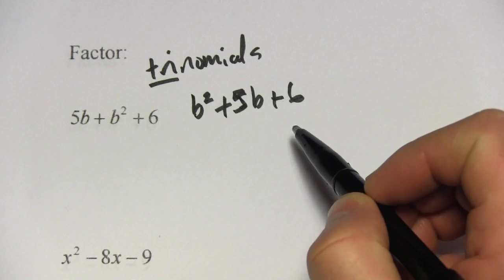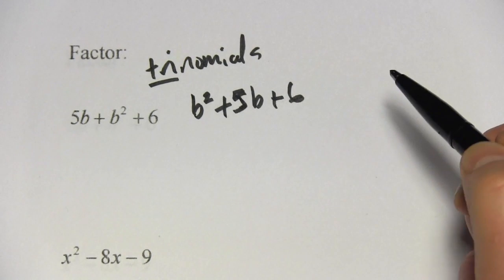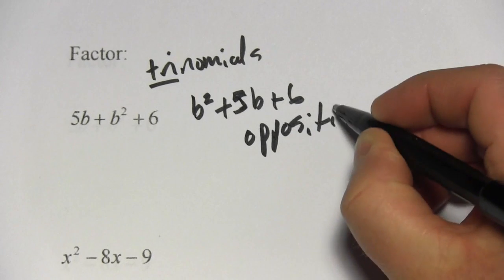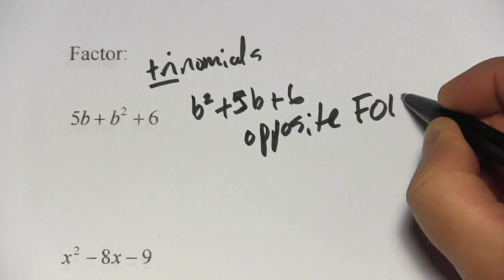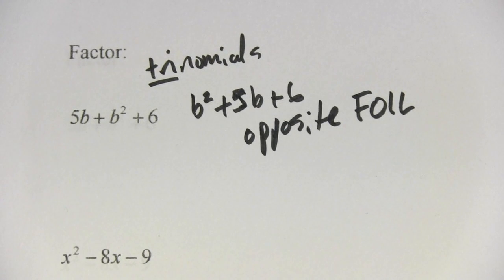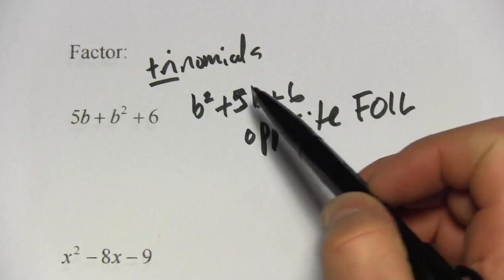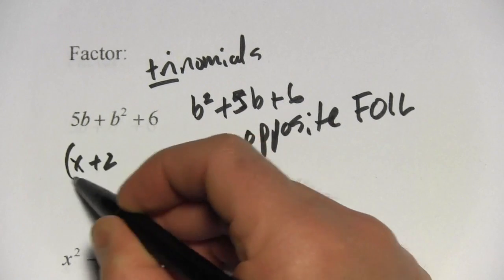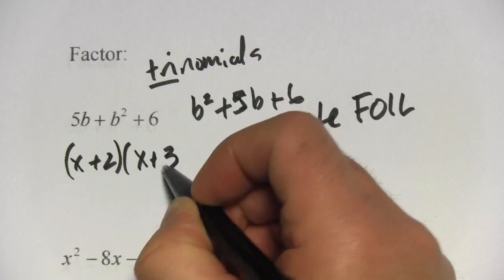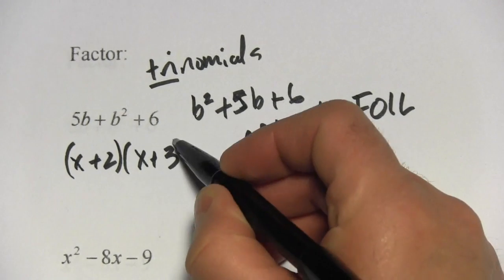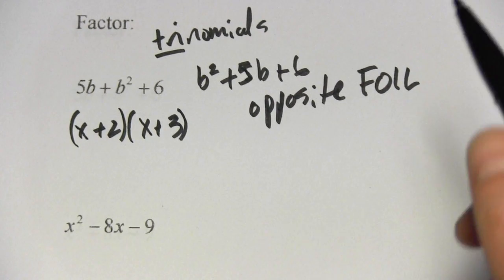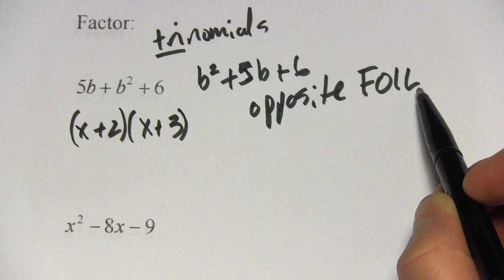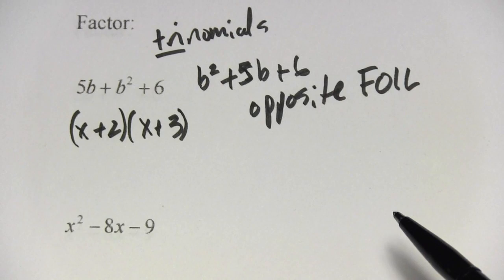Now, when you factor a trinomial, what you're really doing is the opposite of FOILing. And maybe you remember using FOIL to multiply two binomials, or two-termed things. So let's say, for example, we had x plus 2 and x plus 3. If you wanted to multiply those together, you would FOIL them. You'd multiply the first terms, the outside terms, the inside terms, the last terms, and then add everything together.